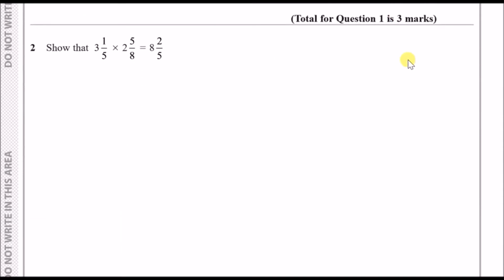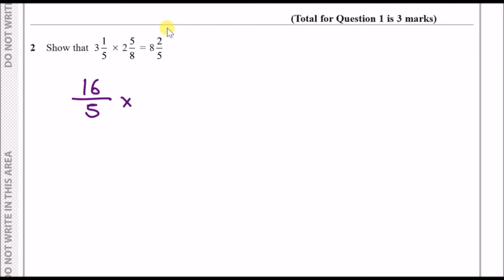Now, for number 2, they want us to show that this multiplication equals the right-hand side. Now, as usual, guys, you cannot put this in your calculator straight away because you need to show some steps. What I will do, guys, is always rewrite this in improper fraction. So to change 3 and 1/5 into improper fraction, I would multiply 3 with 5, which will give us 15, and add the 1, and it will give us 16. So it will be 16 over 5.